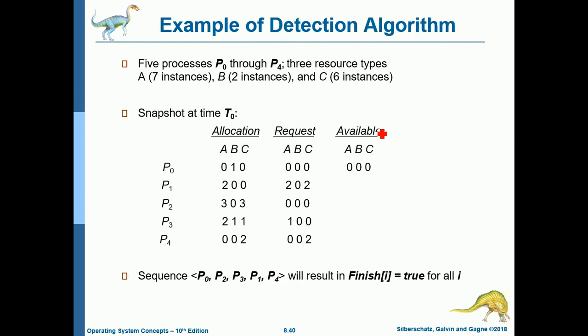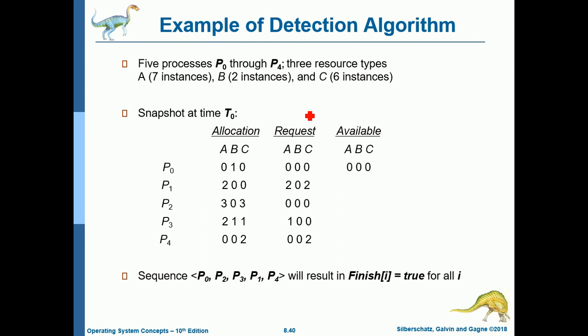Okay, this is an example of the detection algorithm. So, 5 processes again, from P sub 0 to P sub 4, and 3 resource types. A has 7 instances, B has a total of 2 instances, and C has a total of 6 instances. So, this is the snapshot. The difference from the banker's algorithm is that they have the same allocation matrix and available vector. The only difference is that the banker's algorithm is given the max matrix, while for the detection algorithm we have the request.